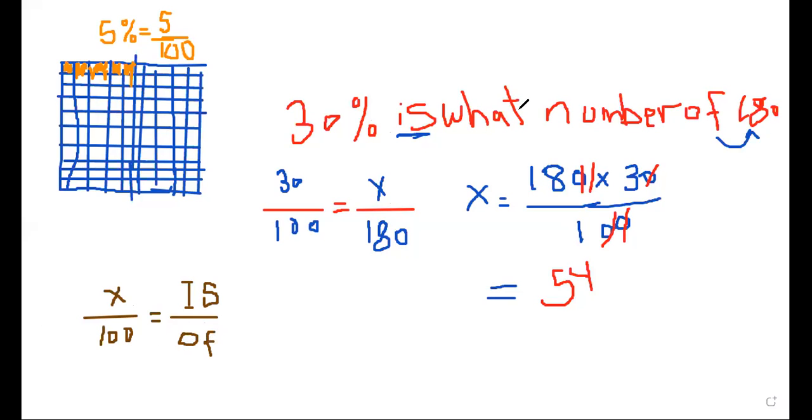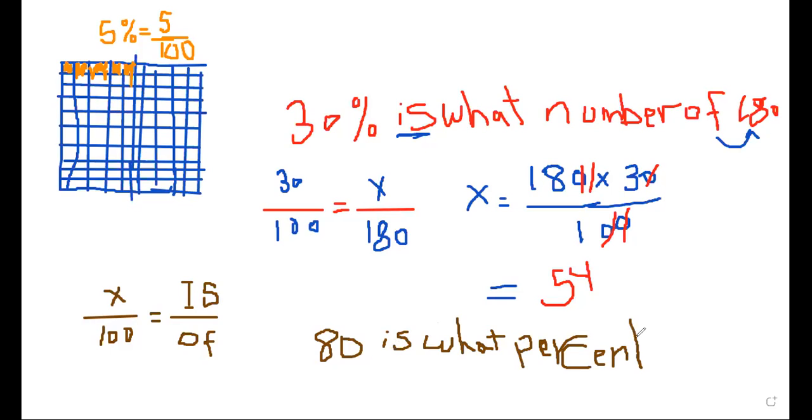The last question, and it will be ranks. Please try to answer it, and I want to know who will finish first. 80 is what percent of 640? Let's go. 80 is what percent of 640?